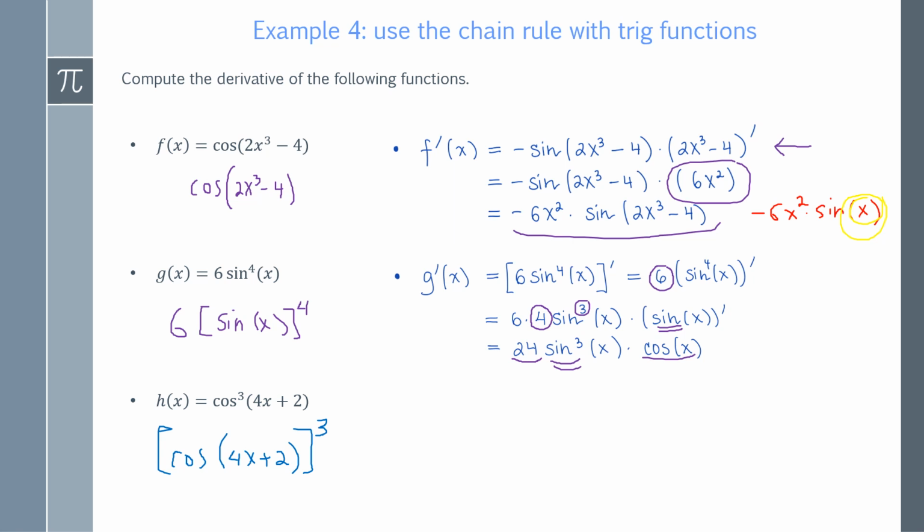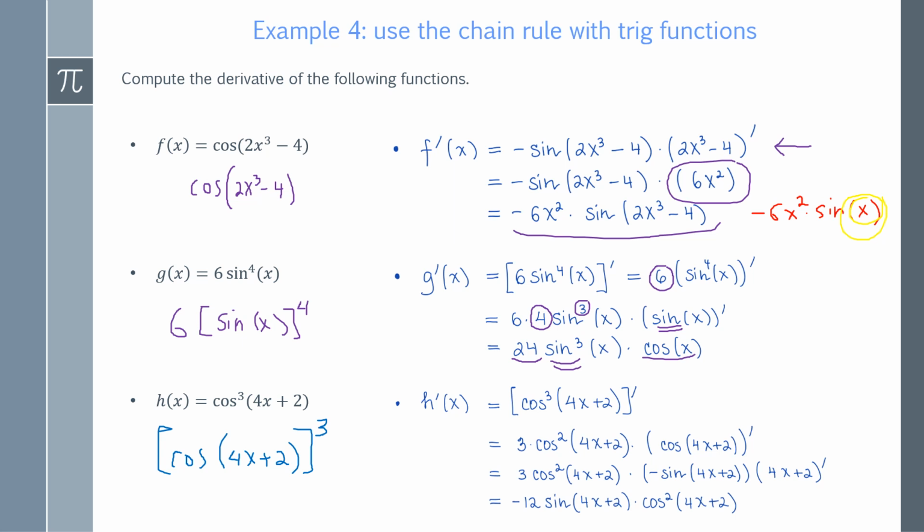So how do we approach computing h prime in this case? Well, let's work through the solution carefully. First I'm applying the power rule. 3 times cosine squared, so that's 3 minus 1, of 4x plus 2. That's me applying the power rule, times the derivative of cosine of 4x plus 2. So that's the chain rule applied for the first time.